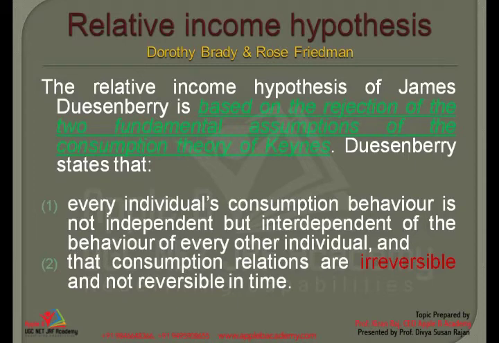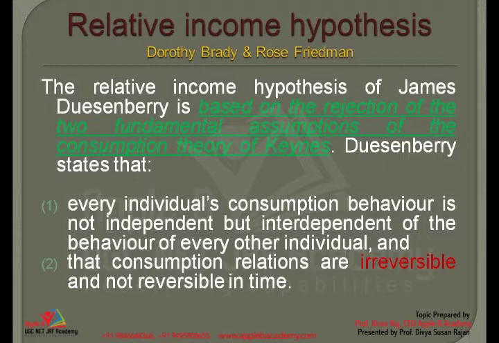The first rejection of the Keynesian theory was that every individual's consumption behavior is not independent but interdependent of the behavior of every other individual. Now, Keynes has considered only income as one of the major factors that led to a change in consumption patterns. Here, Duesenberry insisted that it is not only the consumption behavior of individuals, but how individuals are related to each other and how the behavior of one individual affects or makes the other individual decide on his or her consumption patterns that can explain the consumption trends in general.